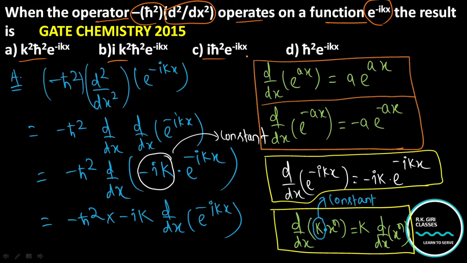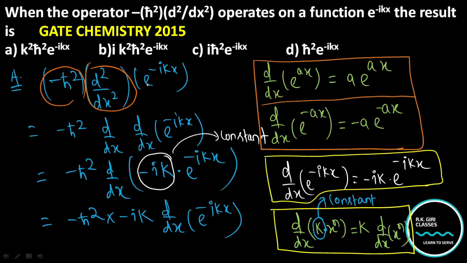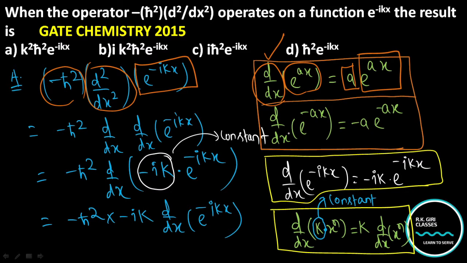These are four options, right? So what you will do: minus h cut square d square by dx square, which is double differentiation, with e to the power minus ikx. You already have this formula, right? d by dx of e to the power ax gives a e to the power ax. Similarly, d by dx of e to the power minus ax is equal to minus a e to the power minus ax.